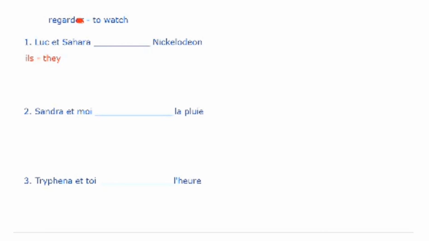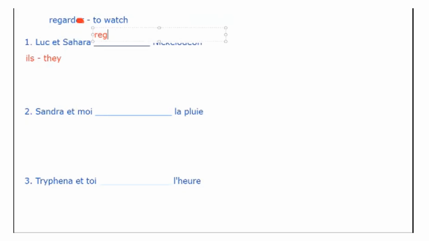Miss, then we conjugate it. Okay, and what do we put? So when we drop the ER, what do we have left? Regard. And what is that called? Miss, regard. It's called the stem. Okay, so you drop the ending and you're left with the stem. Everybody please retain that. You drop the ending, say that with me. You drop the ending and you're left with the stem.